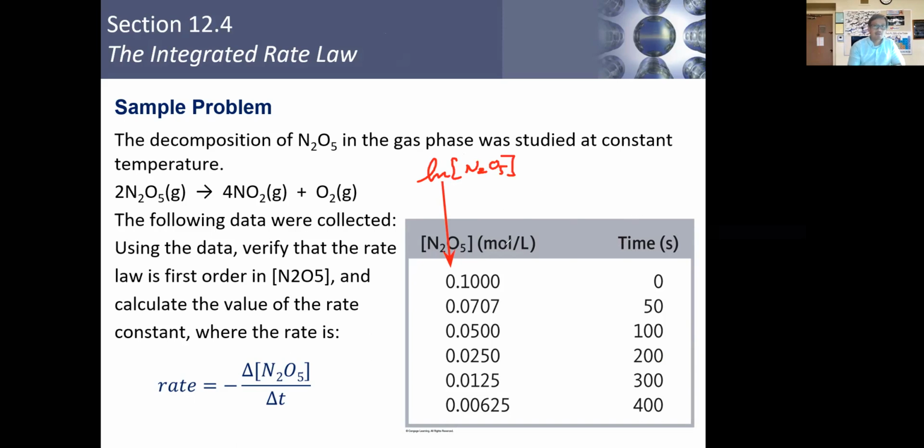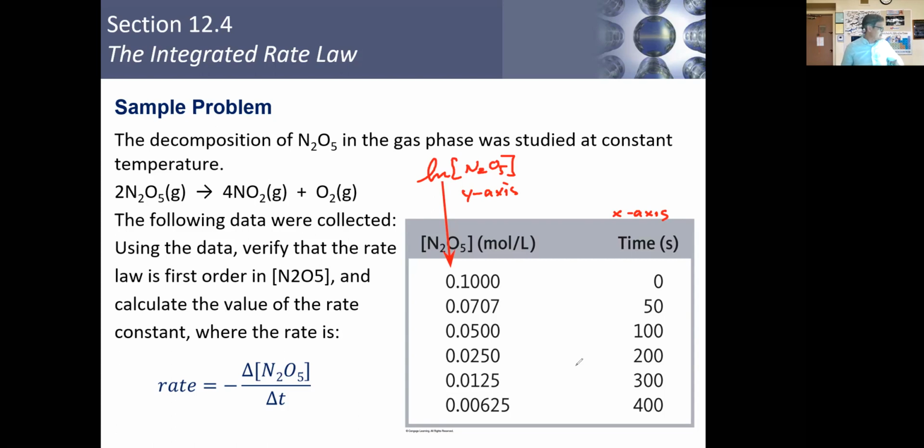And then we're going to take all of that and plot it. So all those points will be data points along the y-axis, and time is going to be all the data points along the x-axis, and then we're going to plot each one of these points. And if we get a straight line, we have confirmation that this is a first order reaction.